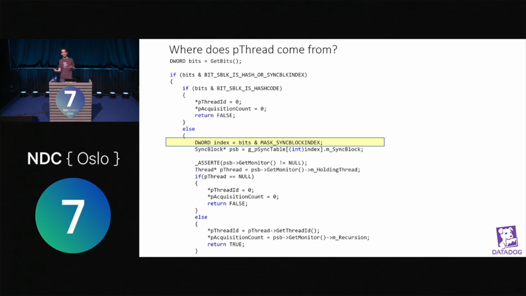So if you remember my explanation, it means that the runtime tries to store something in the header, but it was full, and so it moved everything to a SyncBlock, and instead stores the index in the header. So then we apply a bit mask to retrieve that index, and then we read the sync table at that index, and we fetch the pointer to the SyncBlock.